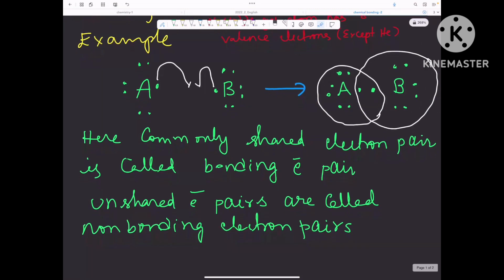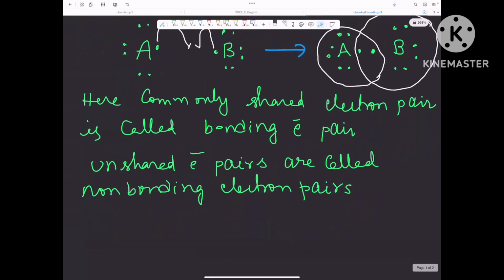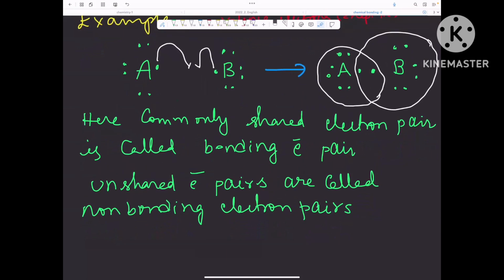Now take here, make the diagram. Here, the commonly shared electron pair. Which is the commonly shared electron pair? This is the commonly shared electron pair. It is called the bonding electron pair. The commonly shared electron pair is called the bonding electron pair.